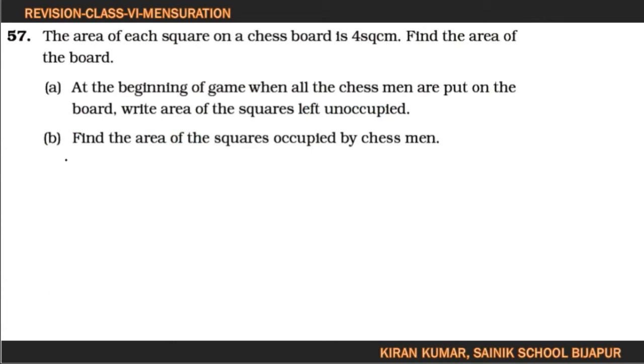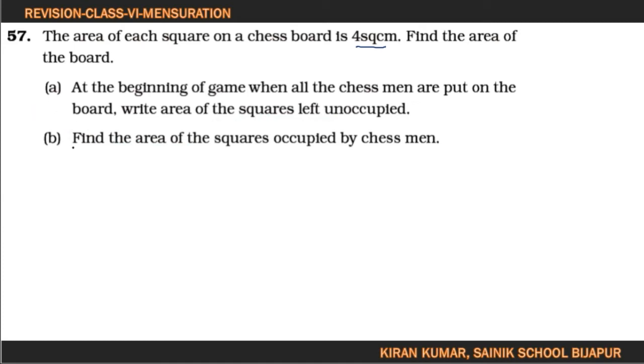Question number 57. The area of each square on a chessboard is 4 square centimeters. Find the area of the board. First sub question: at the beginning of the game, when all the chessmen are put on the board, find the area of squares left unoccupied. Second sub question: find the area of the squares occupied by the chessmen.